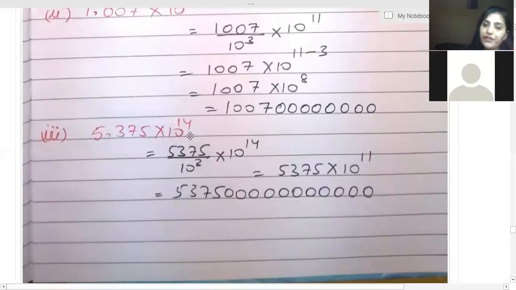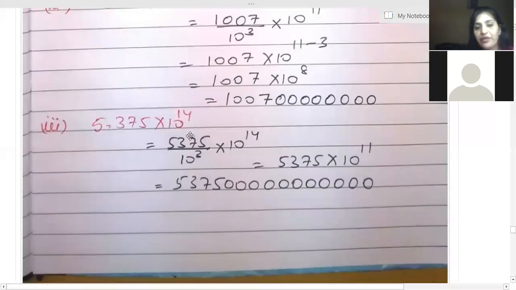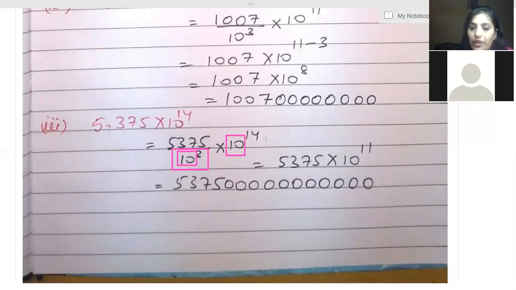Next, 5.375 into 10 to the power 14. Again, apply the same rule. You will just remove this decimal and you will be getting 10 to the power 3. So now 10 is there, 10 is there. So the powers will get subtracted. So I got 5375 into 10 to the power 11. So when I place these 11 zeros, I got this number as my answer. Clear, beta?